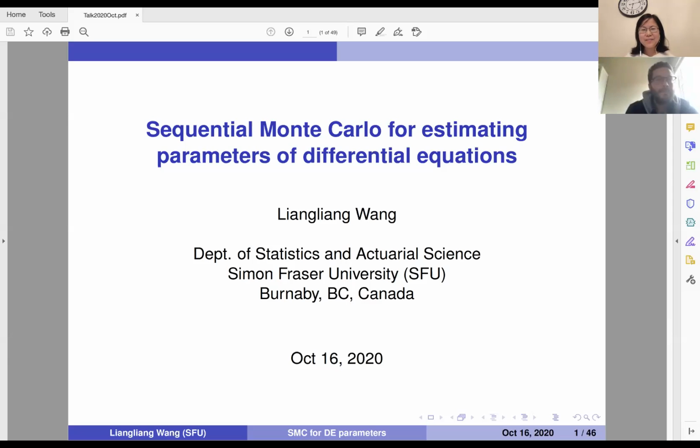In front of many experts of MCMC and SMC in your department, I cannot say I'm an expert, but I would like to share some of my recent work using the sequential Monte Carlo methods for estimating parameters from differential equations. So here is the outline.